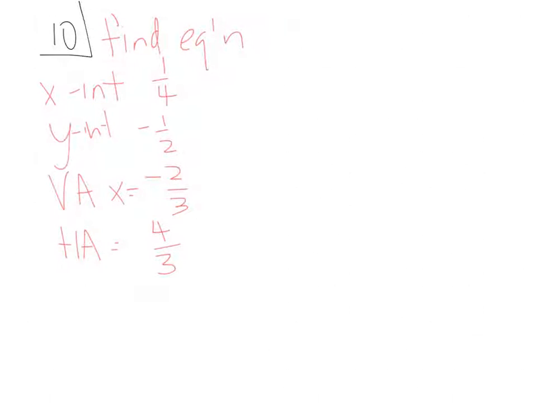On this page, we need to find the equation that goes with these properties: an x-intercept of 1/4, a y-intercept of negative 1/2, a vertical asymptote at x = negative 2/3, and a horizontal asymptote of 4/3. I'm going to start over here by writing my f(x). The vertical asymptote gives me the denominator of my function. So this should be 3x + 2, which would give me a vertical asymptote of negative 2/3.